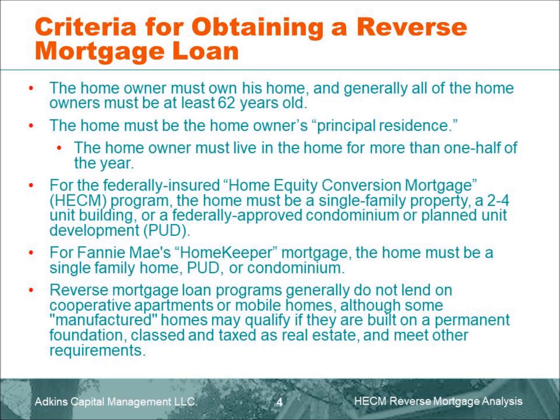Third, for the federally insured HECM program, the home must be a single-family property, a 2 to 4 unit building, or a federally approved condominium or planned unit development. For Fannie Mae's Homekeeper mortgage, the home must be a single-family home, PUD, or condominium.